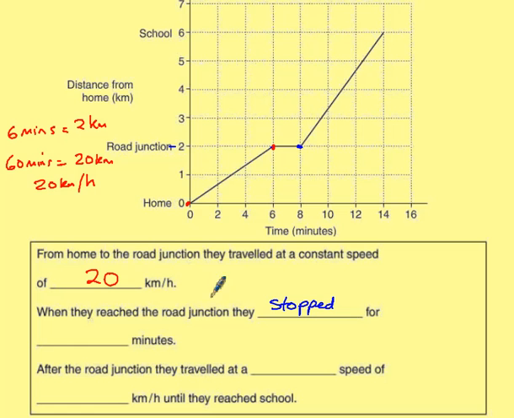For how many minutes did they stop for? From 6 to 8. That is then 2 minutes. Okay, they stopped for 2 minutes. After the road junction, they travelled at a constant speed again.